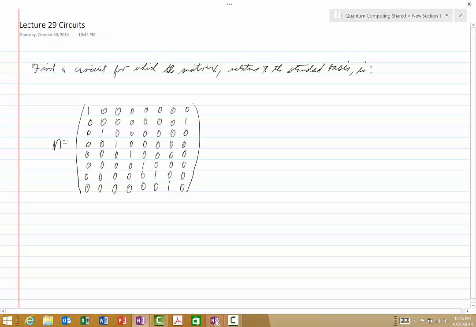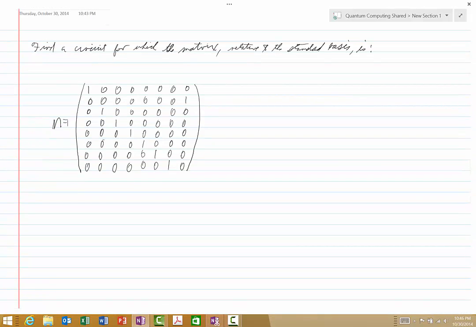So here is the matrix for the circuit, and we want to find the circuit. Now we're using the standard basis, and so that means that our basis is the following. And this is in the correct order.